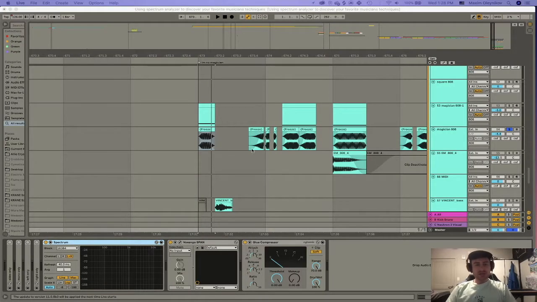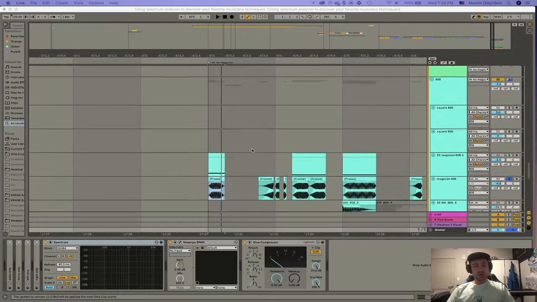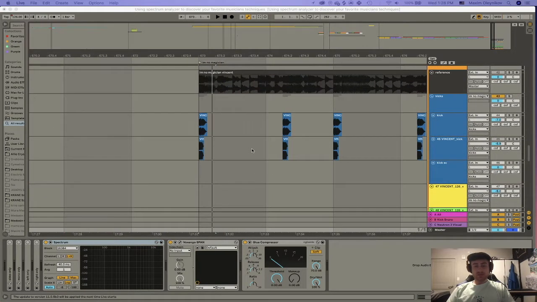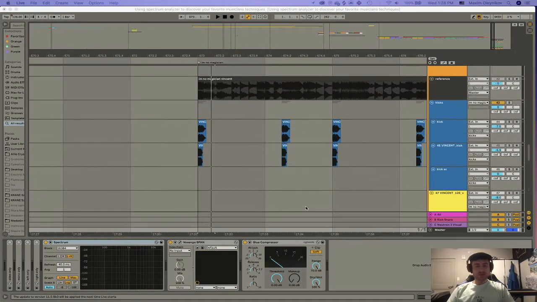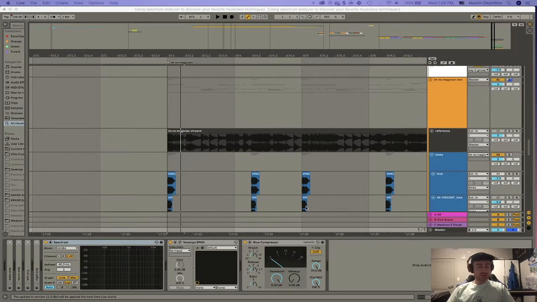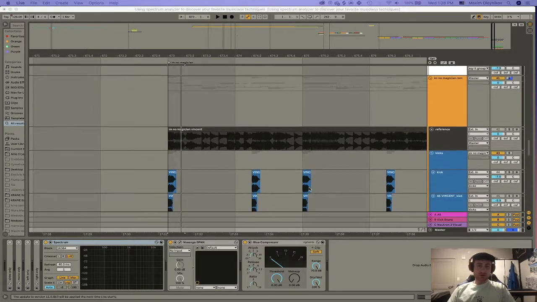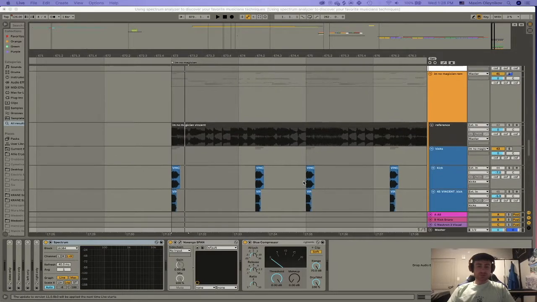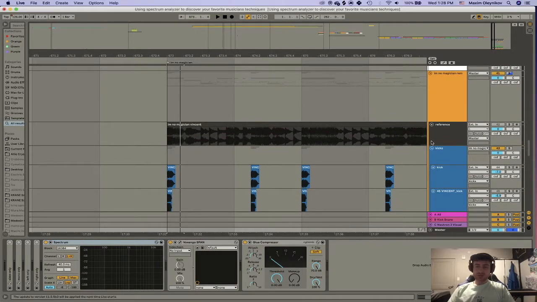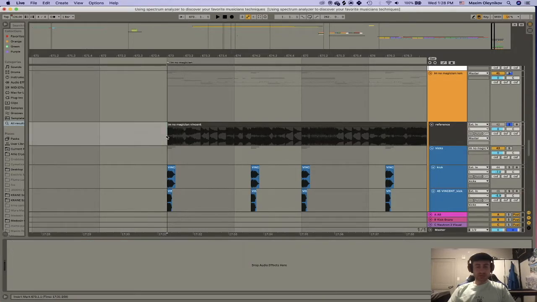So the second major thing that I use spectrum analyzers for is to help me with remakes. And I think that remaking other songs is one of the best ways to grow as an artist and figure out, learn production techniques, learn writing techniques, and just understand what your favorite artists are doing in their music. For example, I can show you guys, I tried to remake the drop from Vincent's song I'm No Magician.